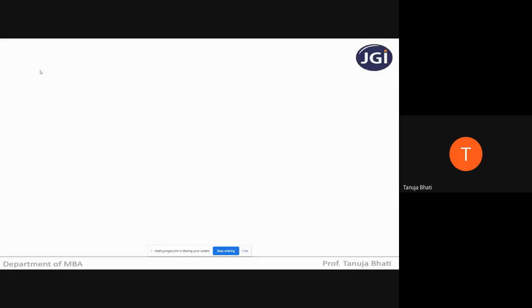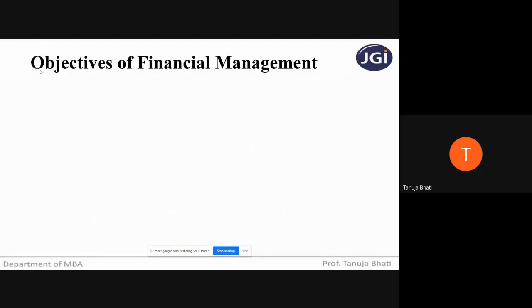Let us understand what are the objectives of financial management. Why is financial management required in a company? What are the objectives? Why should one plan the finance, or why should one manage the finance? Students, this is a very, very important question in respect of your final examination, because this question is frequently asked in your examination. What are the objectives of financial management?